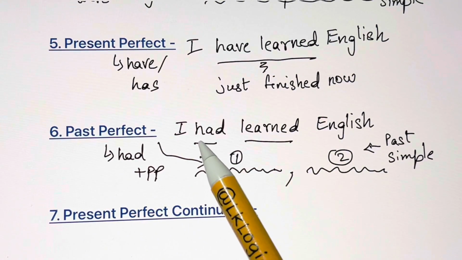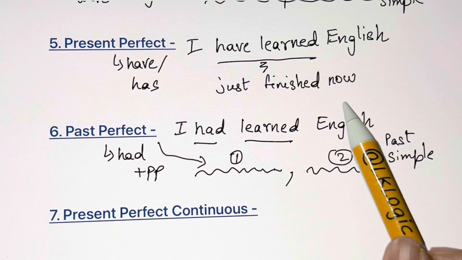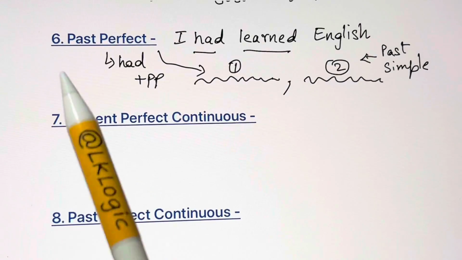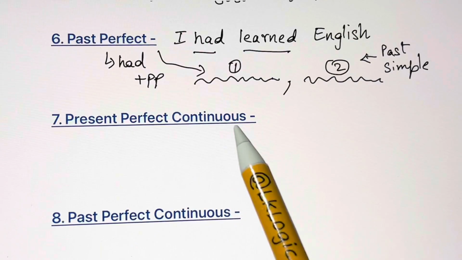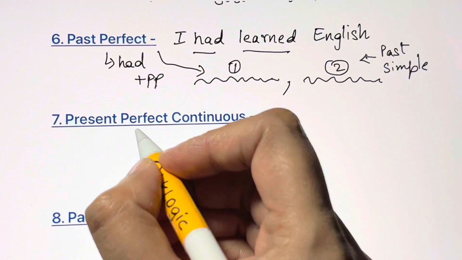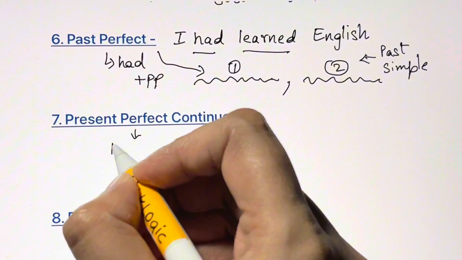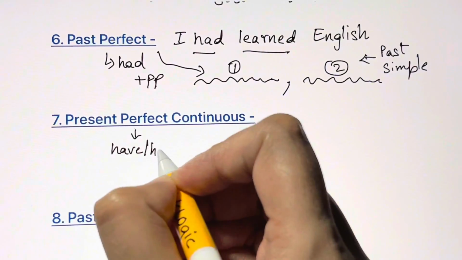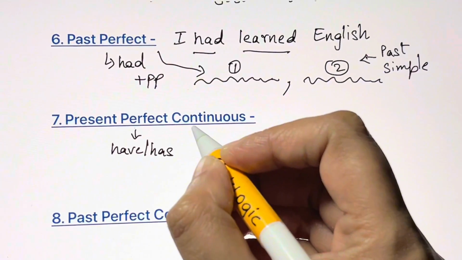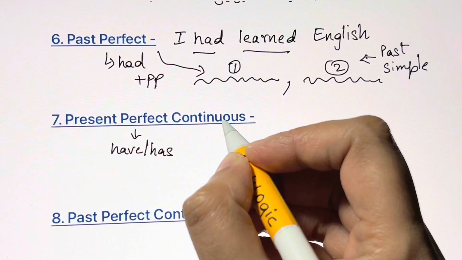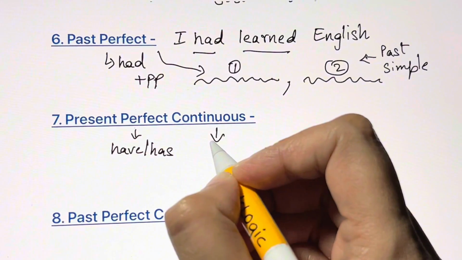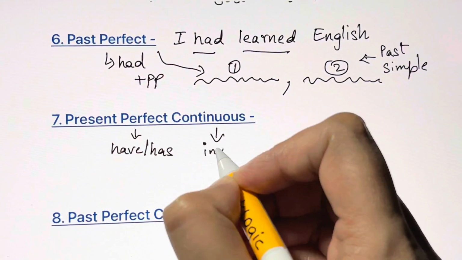For example, I had learned English before I went to the gym. Okay, let's see what's present perfect continuous. As this is perfect, have or has will be used. And since this is continuous, ing will be used. So we add ing to the base verb.